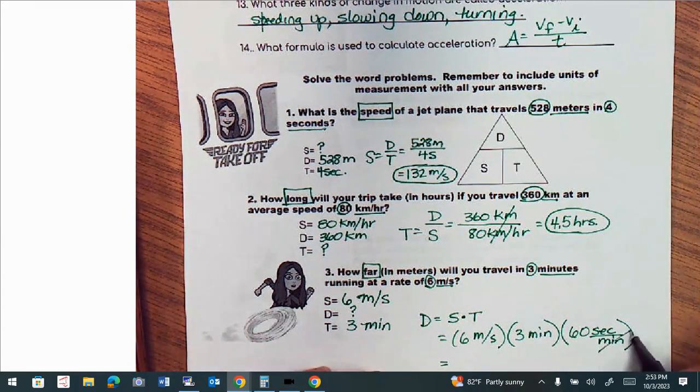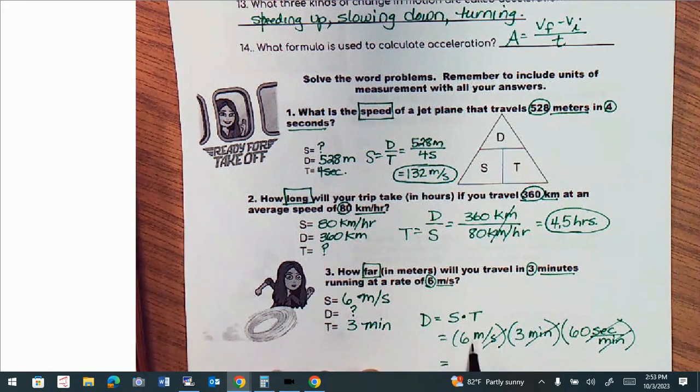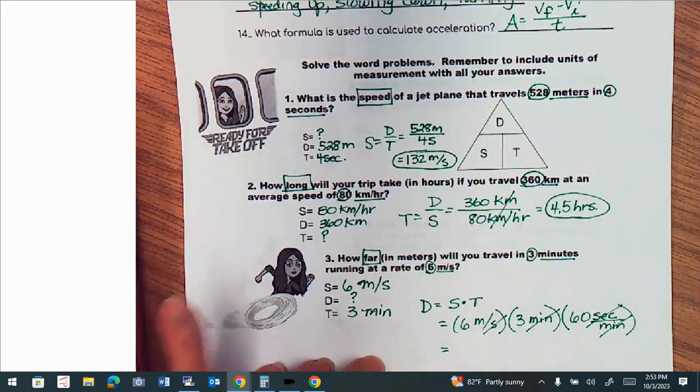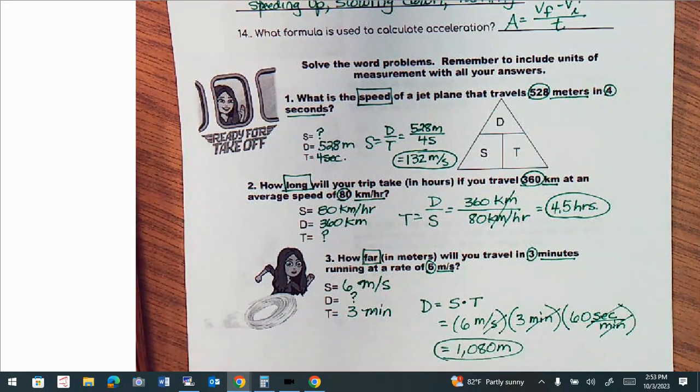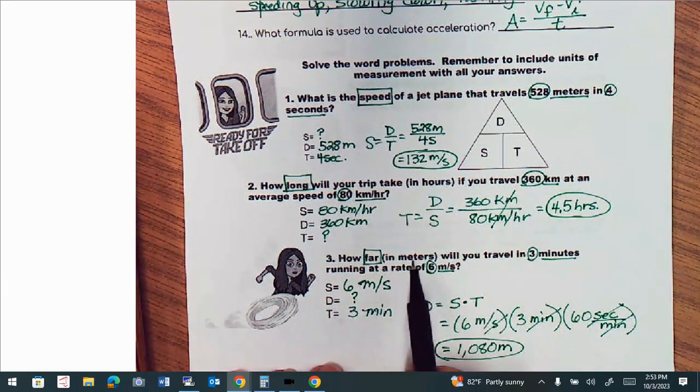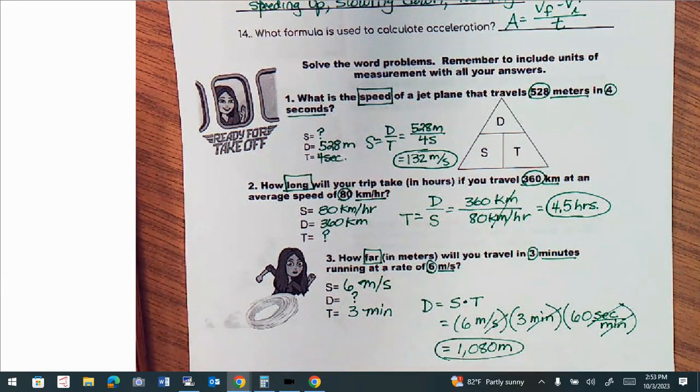So our minutes are going to cancel out, our seconds are going to cancel out, and we're going to be left with meters as our unit for distance. So 6 times 3 times 60 is 1,080 meters. The question asks for it in meters, so we're going to keep it in meters.